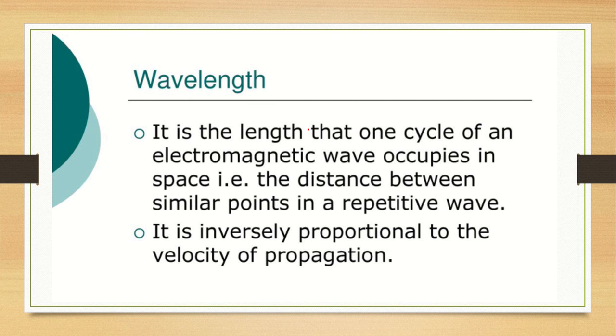Wavelength is the length that one cycle of an electromagnetic wave occupies in space. That is the distance between similar points in a repetitive wave. For example, if you have this signal, something like this, that is one cycle, and then we have another something like that. So this is what we call wavelength. The symbol used for wavelength is lambda. It is inversely proportional to the velocity of propagation.